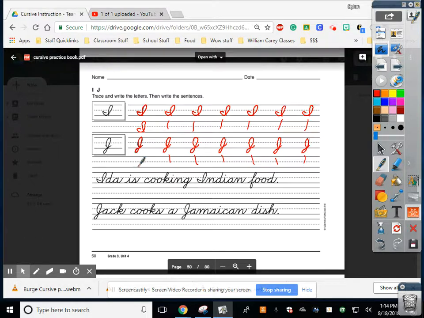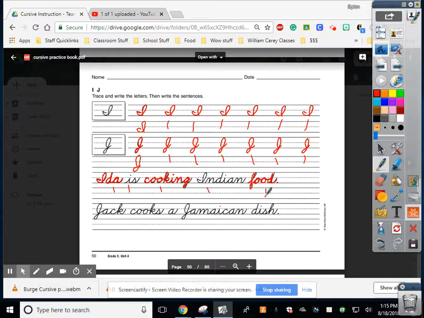All right. So it says Ida is cooking Indian food. So again, tracing every other word. Ida. I-D-A. Ida is cooking Indian food. And Indian food is from India, the country, not from Native Americans.